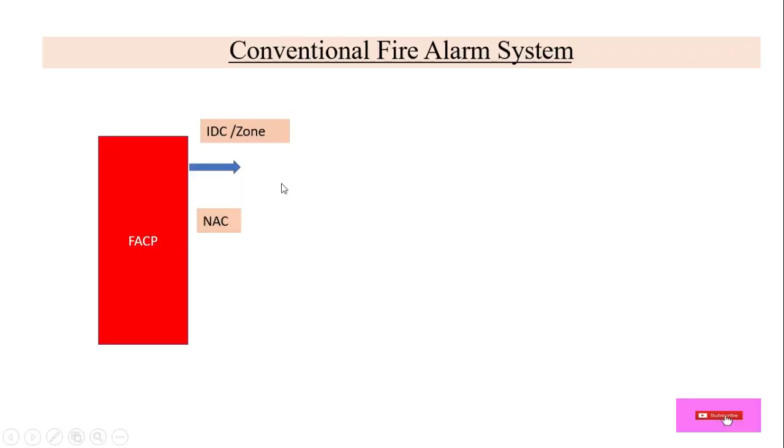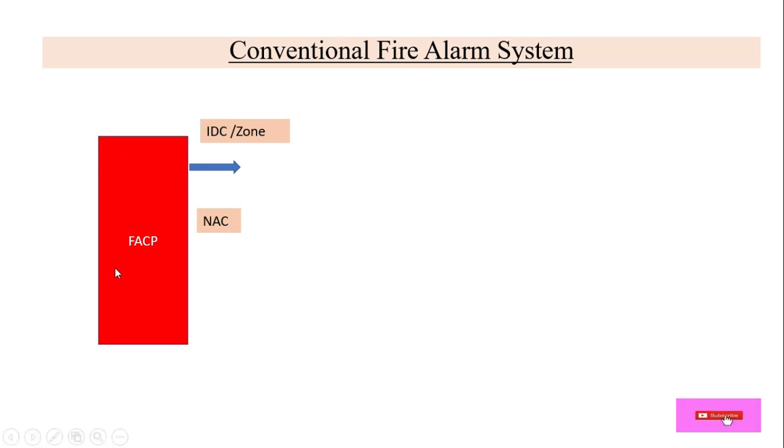So here we have a simple wiring. In the next video we'll go deep into how we can do the wiring individually for the conventional fire alarm system and for addressable as well. So here let's do the basics of conventional fire alarm system wiring.